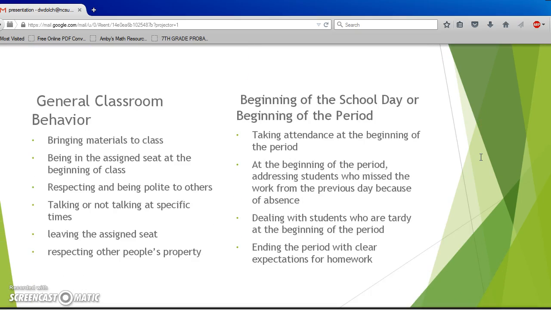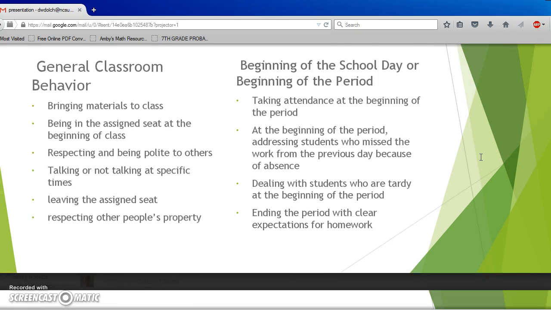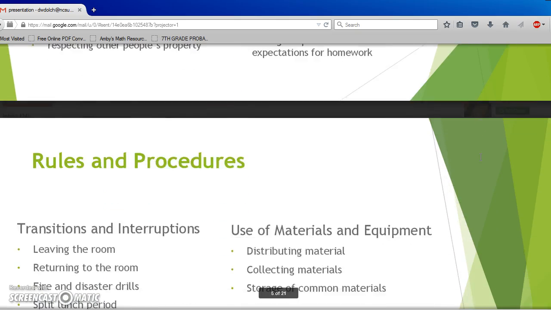Some of these rules include taking attendance at the beginning of the period, addressing the students who missed the work from the previous day because of absence, and dealing with students who are tardy at the beginning of the period. Also, ending the period with clear expectations for homework.